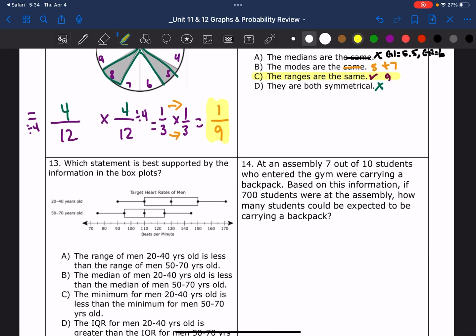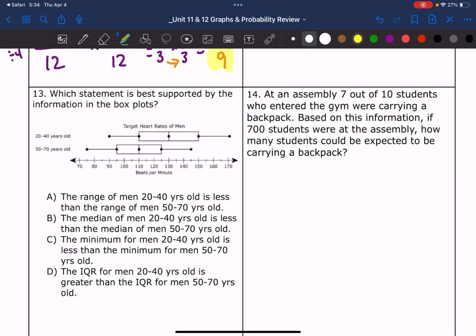Okay, let's look at number 13. Which statement is best supported by the information in the box plots? Again, this is another one that I want to do in 4 different colors. The range of men 20 to 40 years old is less than the range of men. So we're talking about range, which is going to be maximum minus minimum. So that means for 20 to 40 years old, that is going to be 170 minus 90. I know that 17 minus 9 is going to be 8. So this is 80 here for the 20 to 40.